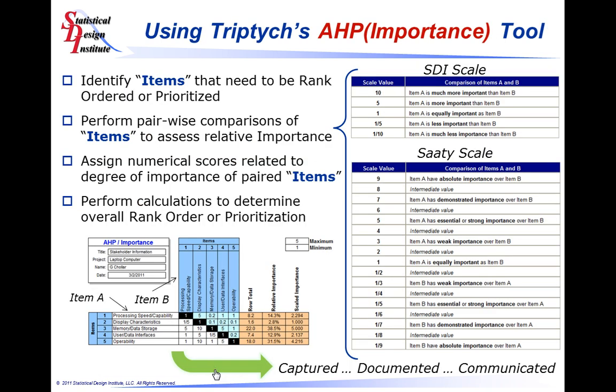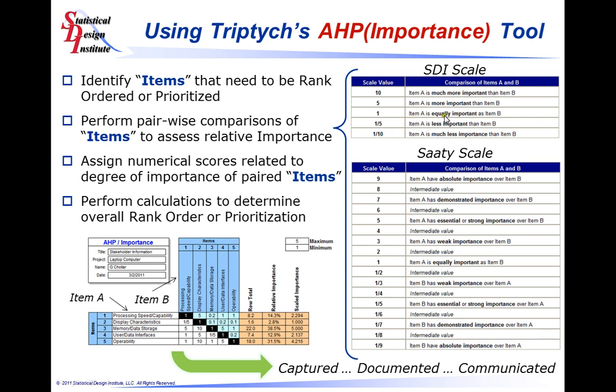So AHP is a technique that we can use to take a set of identified items that need to be rank ordered or prioritized and perform a simple pairwise comparison of each of the items and basically determine a relative importance between these pairs of items. In determining the relative importance, what we will do is assign a numerical value where we'll be comparing one item to another item, and maybe a large value would indicate that a particular item A is much more important than item B. A lesser scale value would just say that maybe item A is just more important than item B.